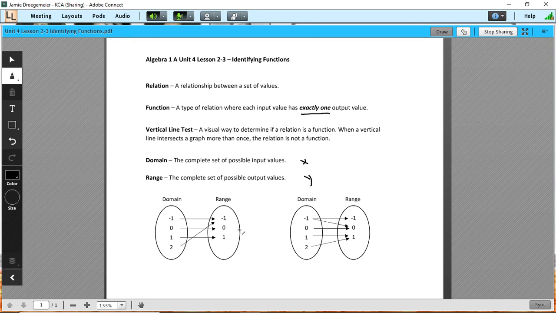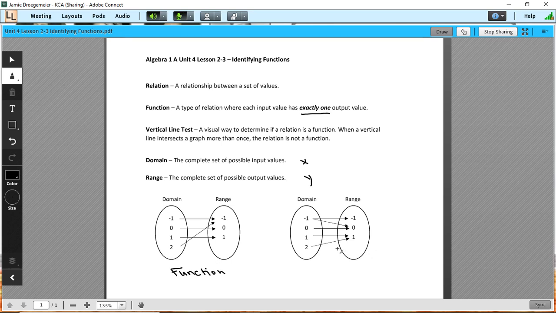To determine if it's a function, we want to look: does each input value have exactly one output value? Well, we can see here, each one of these is pointing to exactly one output value. Now, you'll notice -1 and 2 both point to the same output value of -1, but this is still going to be a function because remember that definition says each input has exactly one output. So we don't have any inputs that are pointing to two or more output values. Everyone is tied to exactly one output value. So this is an example of a function.